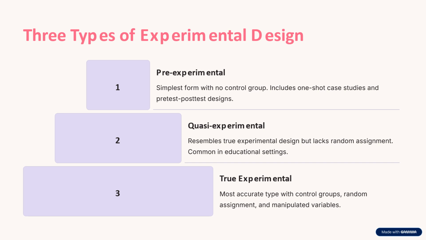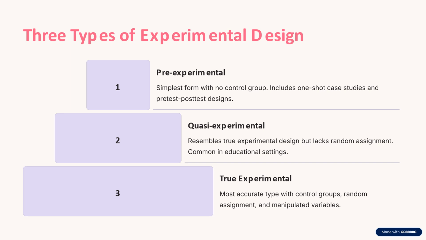The word quasi means partial, half, or pseudo. Therefore, quasi-experimental research bears a resemblance to true experimental research but is not the same. In quasi-experiments, the participants are not randomly assigned, and as such, they are used in settings where randomization is difficult or impossible. This is very common in educational research.